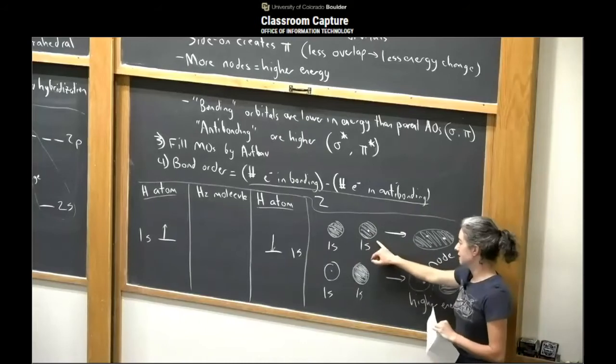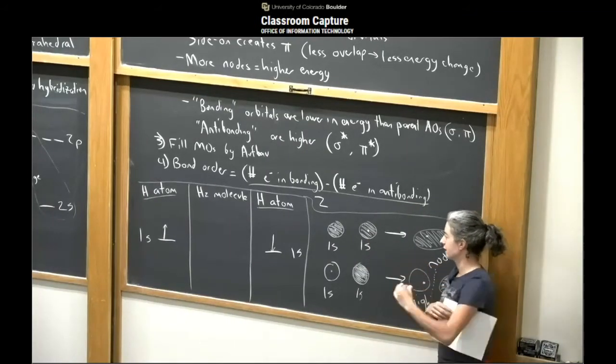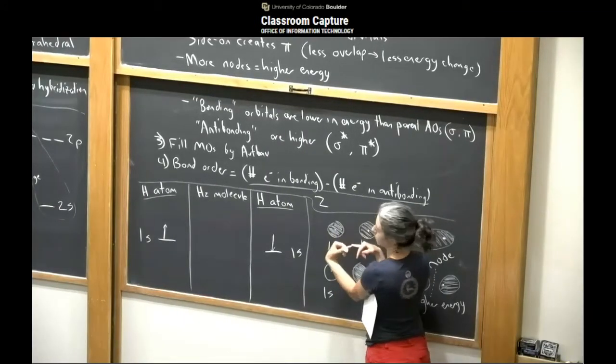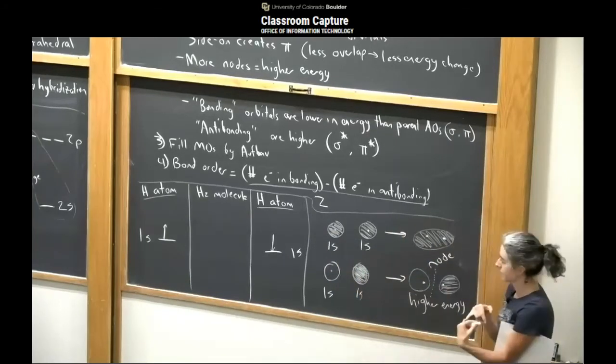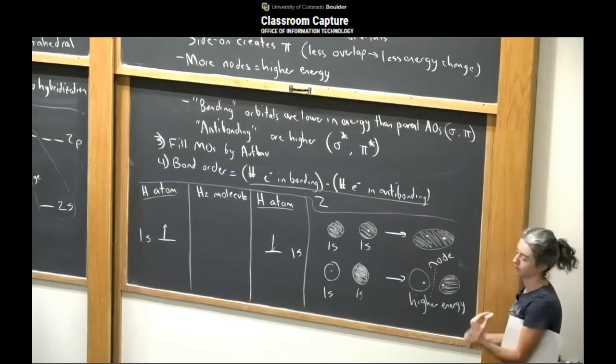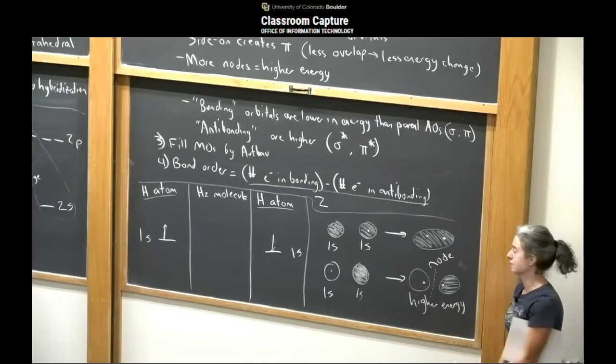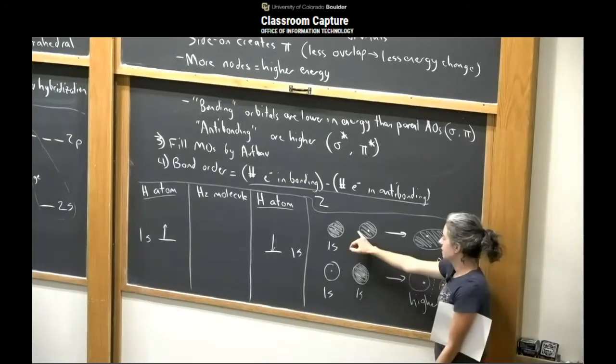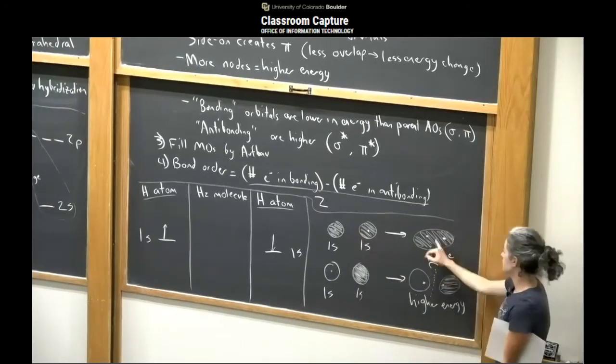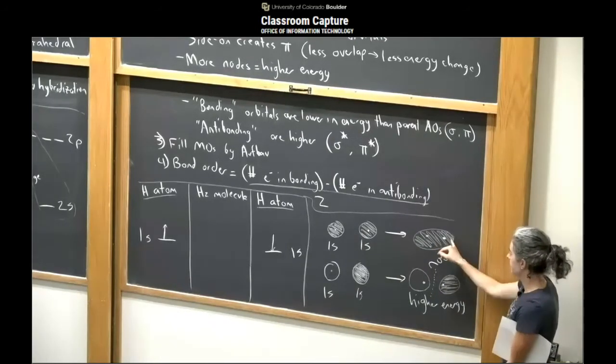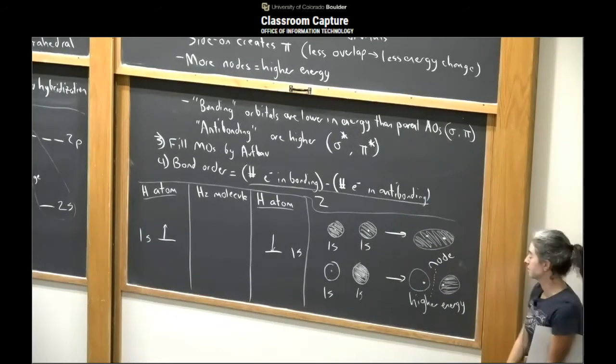This happens to be an example of head-on overlap. I'm pointing the closest parts of the two orbitals directly towards each other, which is actually the only type of overlap I can ever get with s orbitals because there's no bits sticking out to the side. So these ones I'm going to call either sigma or sigma star. They're both sigma type orbitals.